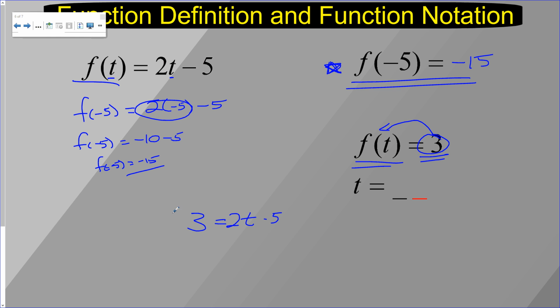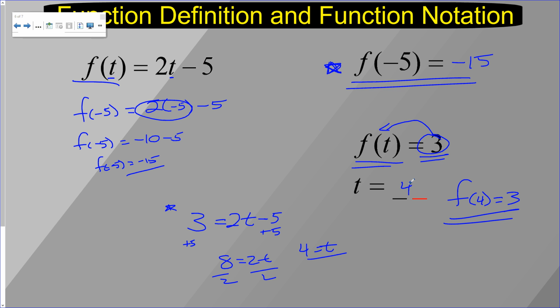Now this is definitely a question you've answered before, right? We're just solving that. So we're going to add 5 to both sides. So 8 is equal to 2t, divide both sides by 2, and 4 is equal to t. So t is equal to 4. And again, we could rewrite that as f of 4 is equal to 3. When I plug a 4 in, I get a 3.